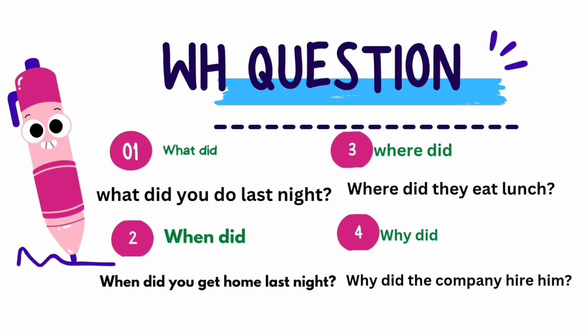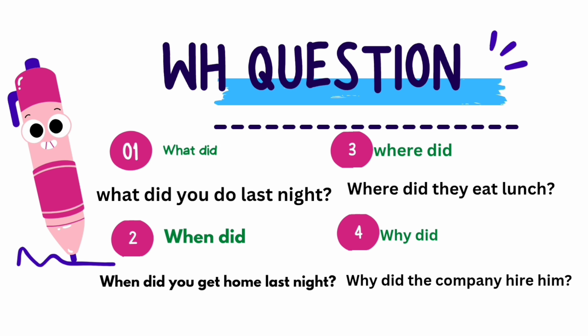So, let's take a look. What did you do last night? I can answer by saying something like, I watched a movie, or I read a book. You'll notice that the answer is in the past simple tense.